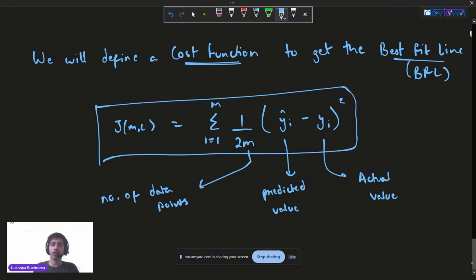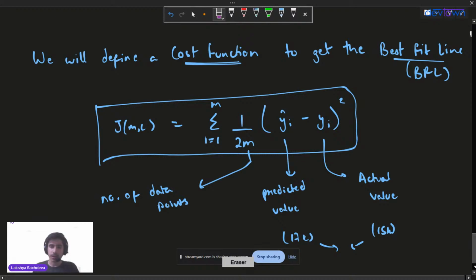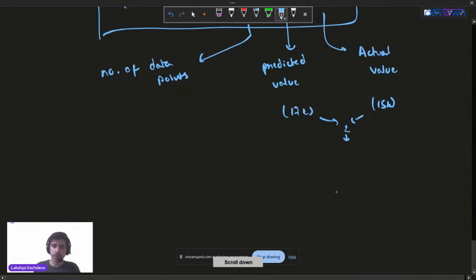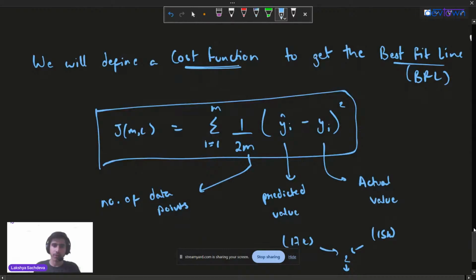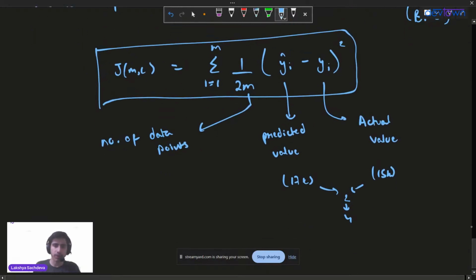Suppose the actual value of the house is 15,000, but the predicted value is, let's say, 17,000. What are we going to do? We simply subtract this and get 2k. Then we square this, which gives us 4. Then we sum up all these values and divide by 2m.